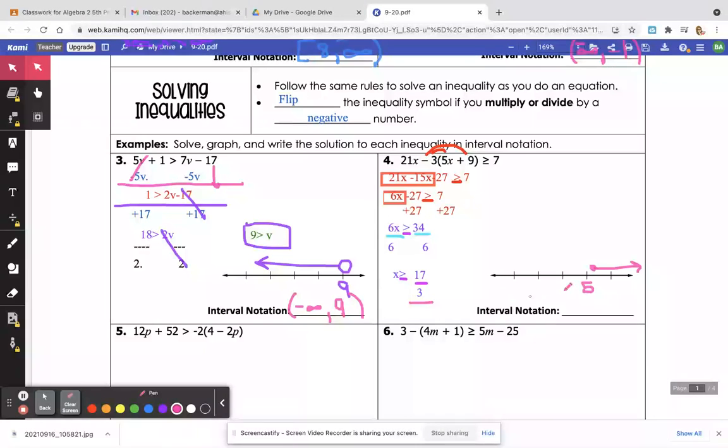And so when we write our interval notation now, we are including this part. So when we include something, we're going to use the bracket, and we will use 17 over 3 as our point, comma, positive infinity. And infinity always has a parenthesis. And so that's how we would write this in interval notation.